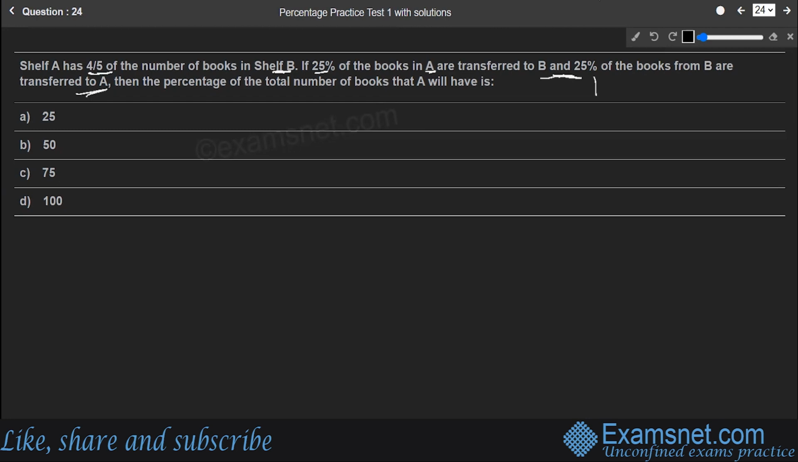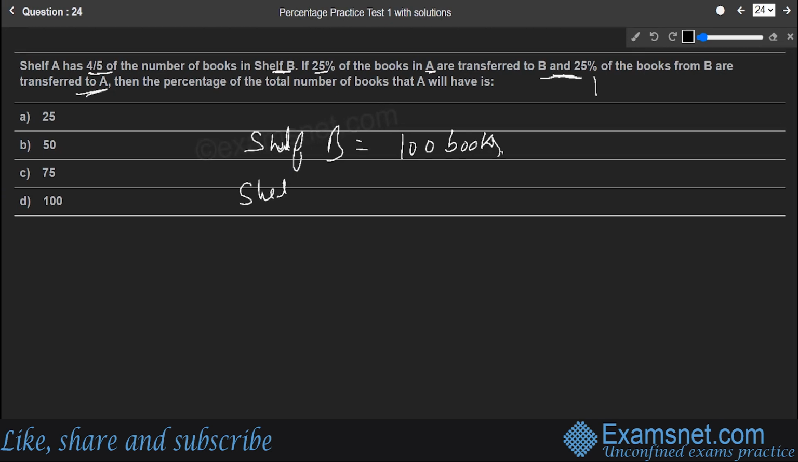See, everything is given in terms of percentage. So clearly, if we assume anything as 100, then things will be easy to solve. Rather than doing it with x, we can solve it using 100, because no number is given. The first line says A has 4 by 5 of the number of books of shelf B. So we'll assume shelf B has 100 books.